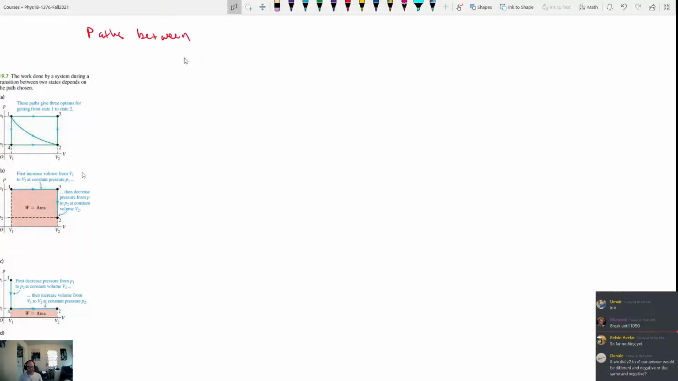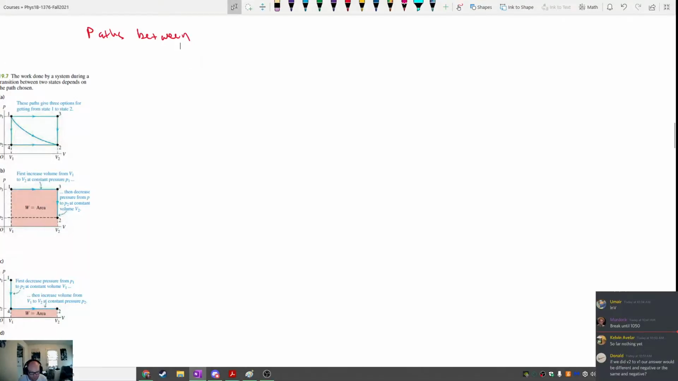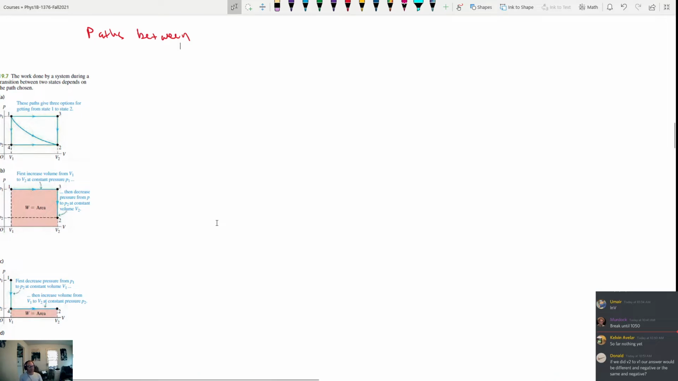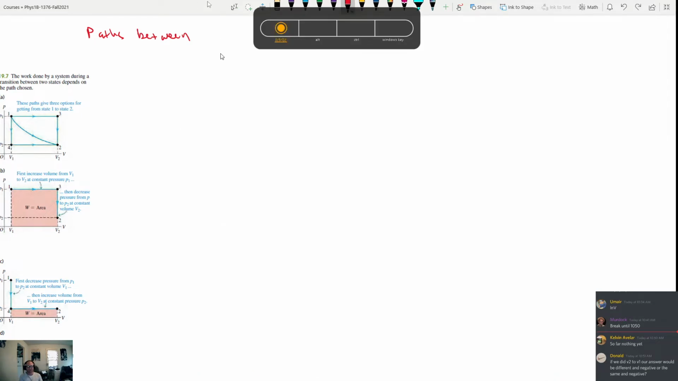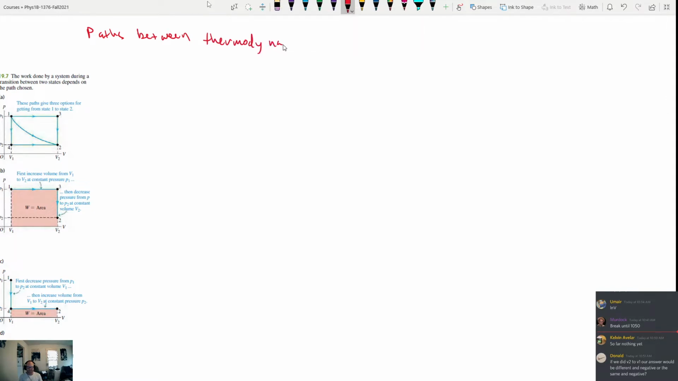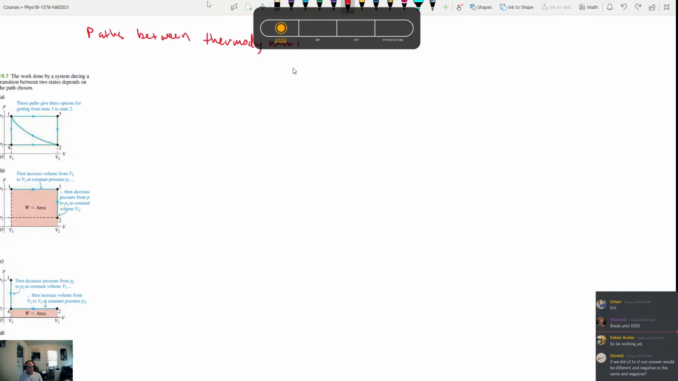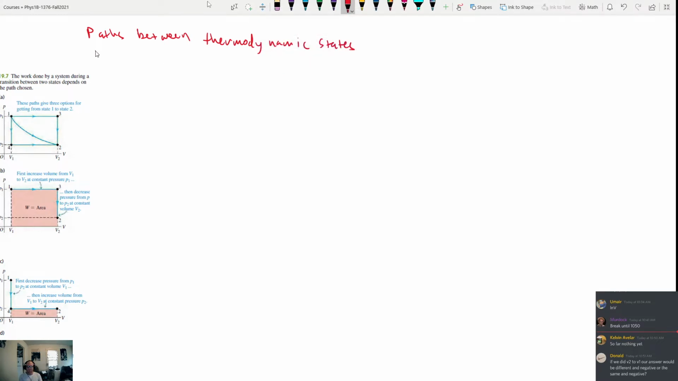So this is the second hour of Physics 1B for October 25th, and now we're going to be talking about paths between states. It's really paths between thermodynamic states. There's a question in chat. I'm going to get to answering that in just a second. Thermodynamic states, because the path taken is going to matter.